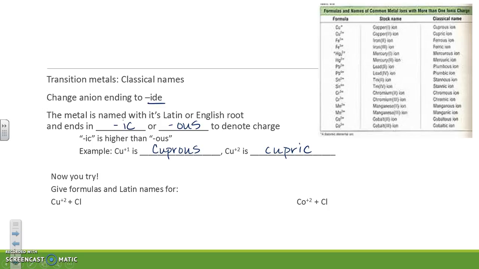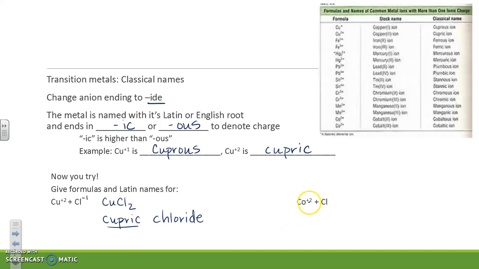All right, so if we were to give the Latin names in the formula, so copper with a +2 and chlorine with a -1, we cross those down. It's CuCl2, and because it's copper with a +2 charge, it's going to be cupric chloride. And this, my friends, is not fun and it's not easy, and that's why we don't really use it that much anymore. Okay, but you still got to know it.